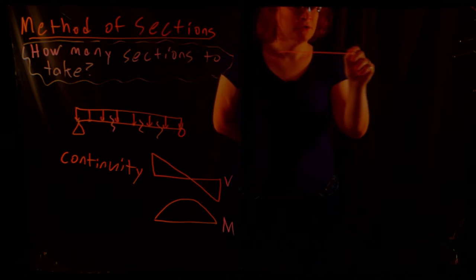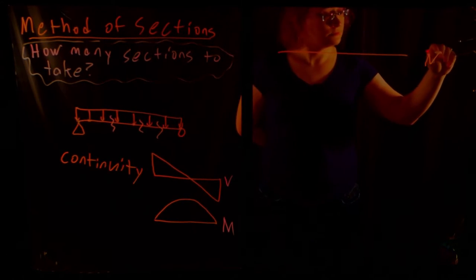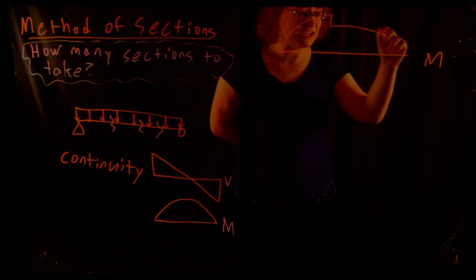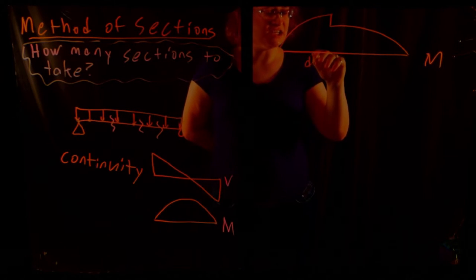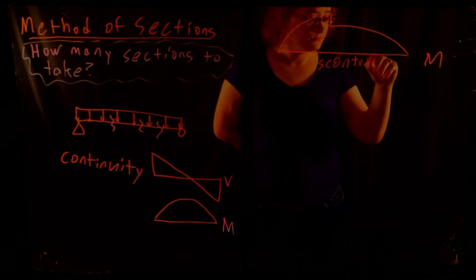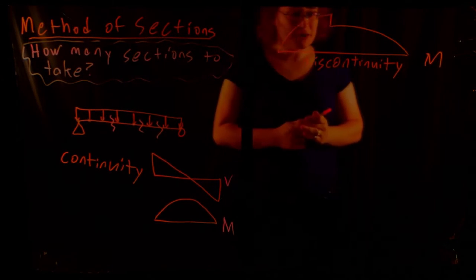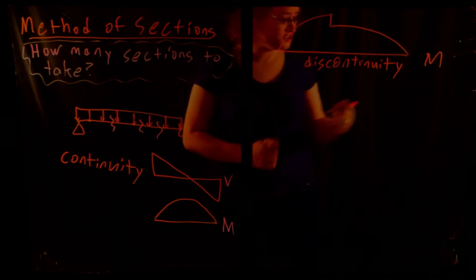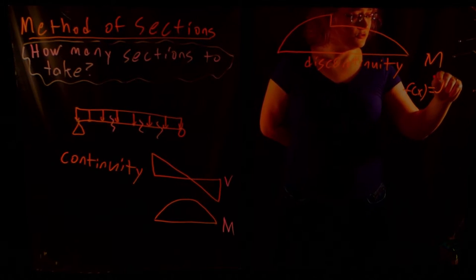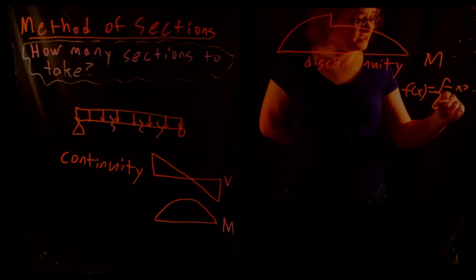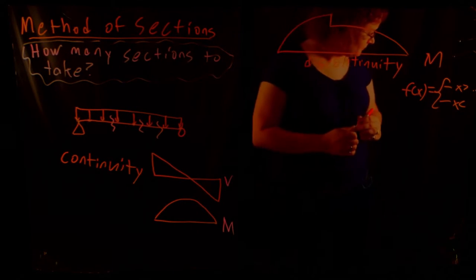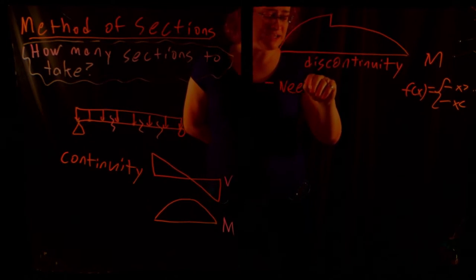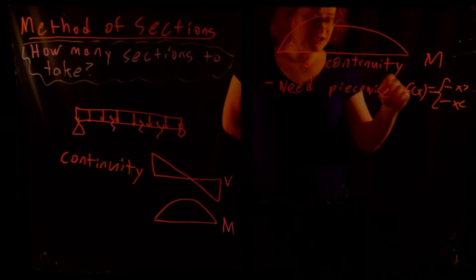However, imagine I had a moment function something like this, except somehow the moment abruptly changed at some location. This represents a discontinuity in our moment function. If I wanted to describe the full moment function, think back to piecewise functions in mathematics. A piecewise function is where you have something like f of x equals something for when x is greater than something, and something else for when x is less than something. You would need a piecewise moment function to describe this.